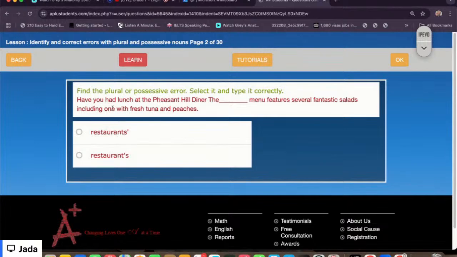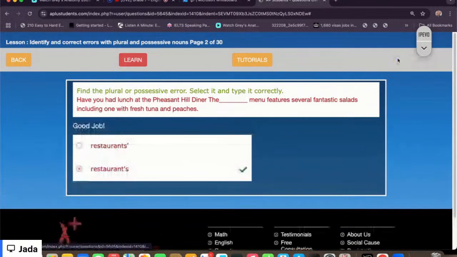Alright, so have you had lunch at the Pleasant Hill Diner? The dash menu features several fantastic salads, including one with fresh tuna and peaches. So, restaurant or restaurants, what do you think? Alright, so we have restaurants. Okay.